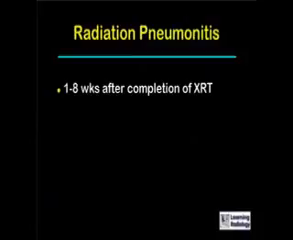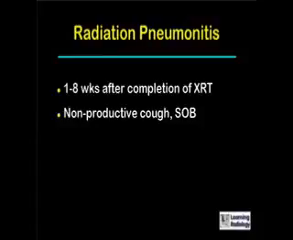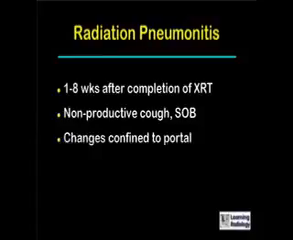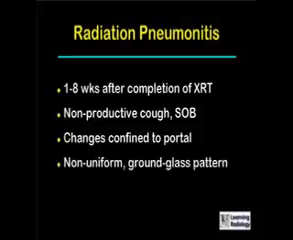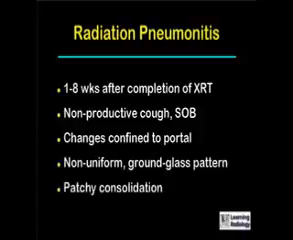Radiation pneumonitis can be seen as early as 1 week, but usually about 6 weeks after the completion of treatment. Patients complain of a non-productive cough and shortness of breath. The changes are confined to the radiation portal. On CT, we may see a non-uniform ground glass appearance with patchy consolidation, sometimes on conventional radiographs.